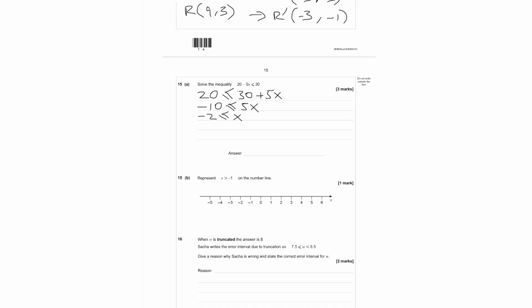So if we were to write that with x first, which we usually do, that would be x is greater than or equal to minus 2.